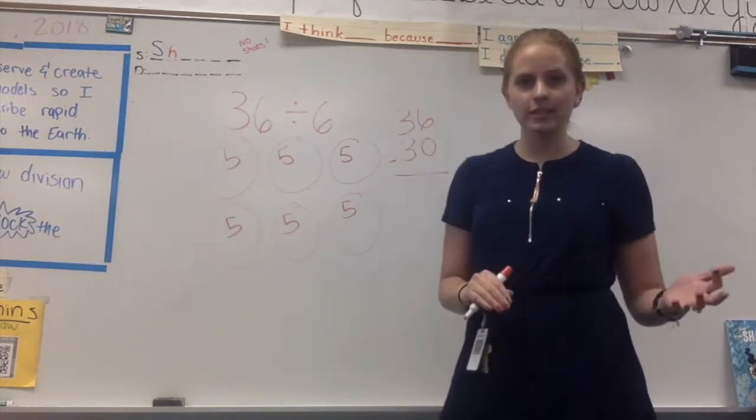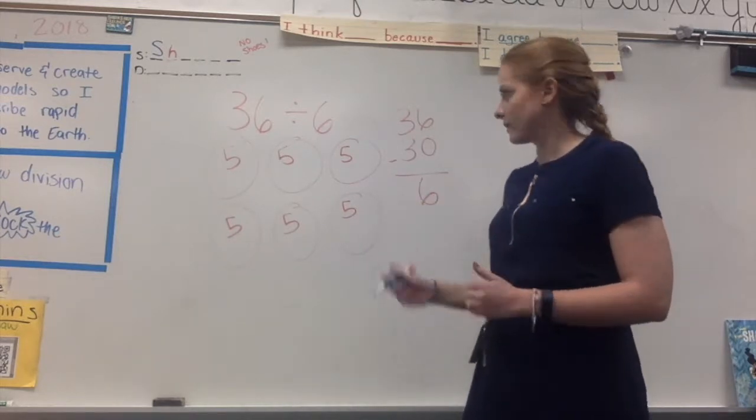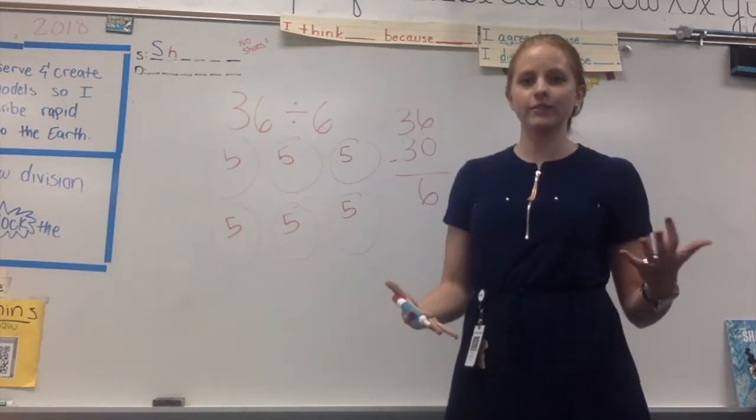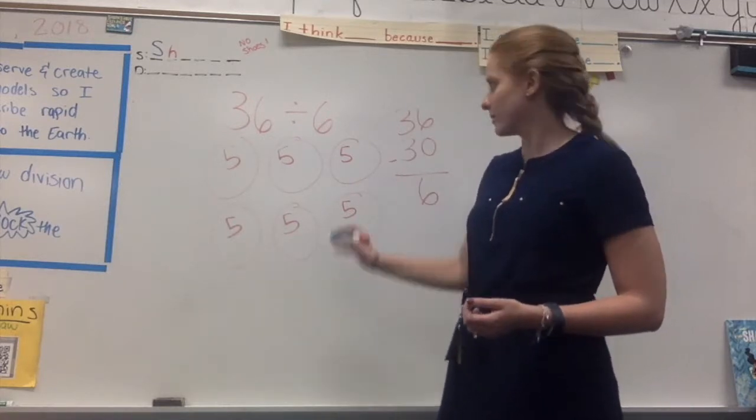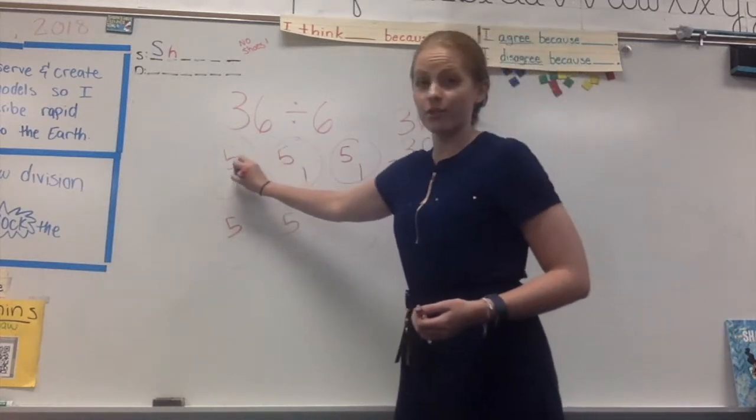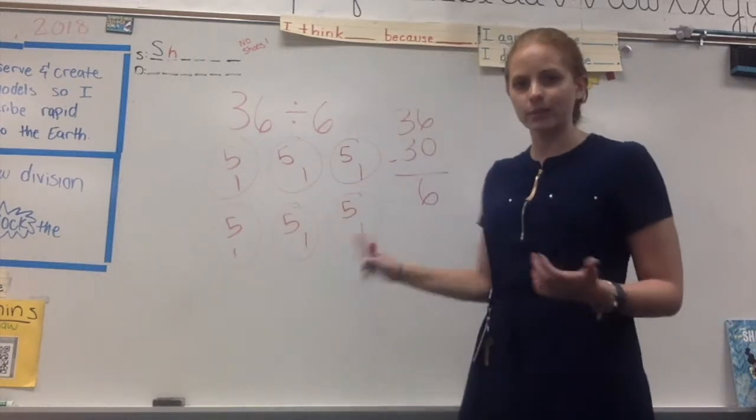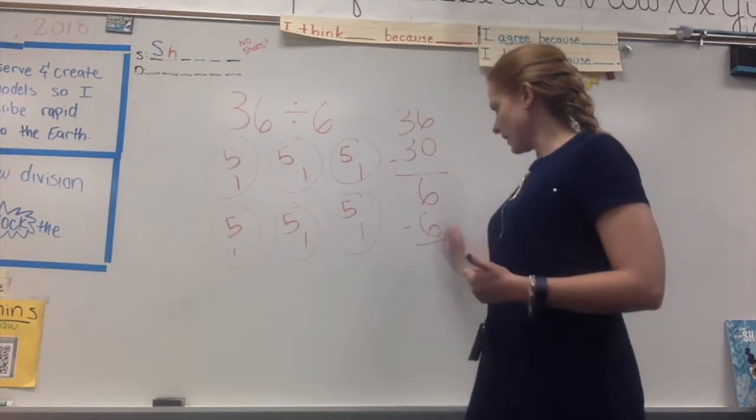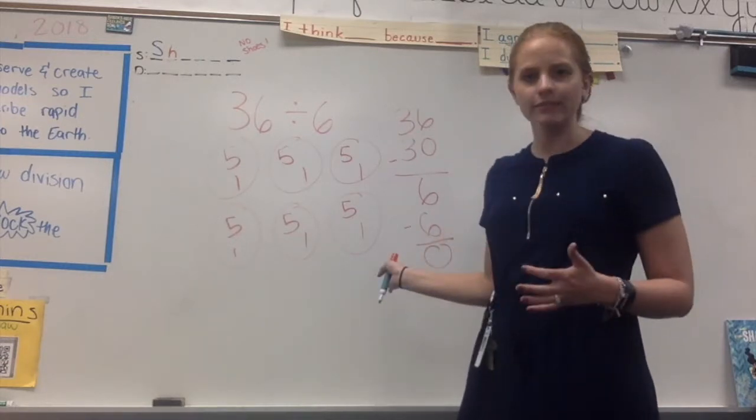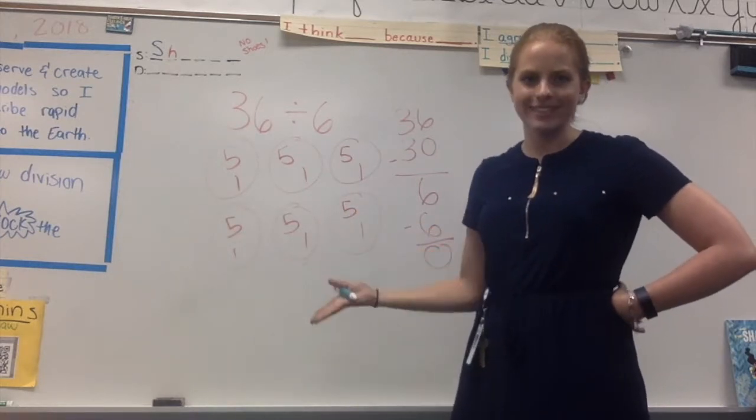So I'm going to subtract 36 minus 30, so I have 6 remaining. Well, if I have 6 left over, that means I only have enough to put 1 in every single group. 1, 2, 3, 4, 5, 6. So I use 6 more. I need to take away 6 from my total. And I have 0 left over. So in each group, I have 5 and a 1, that's 6.